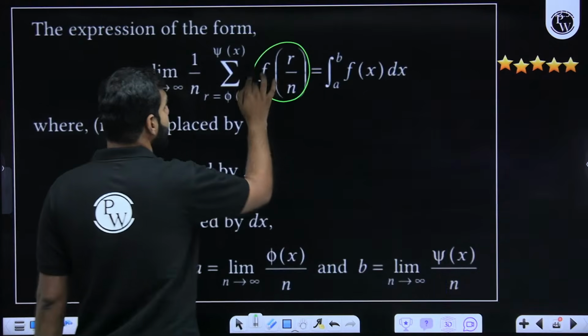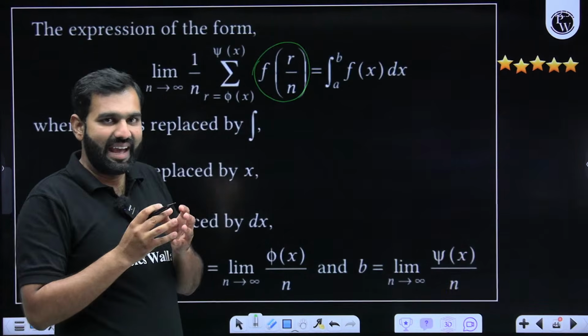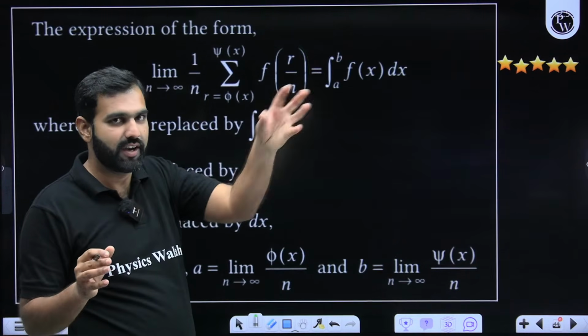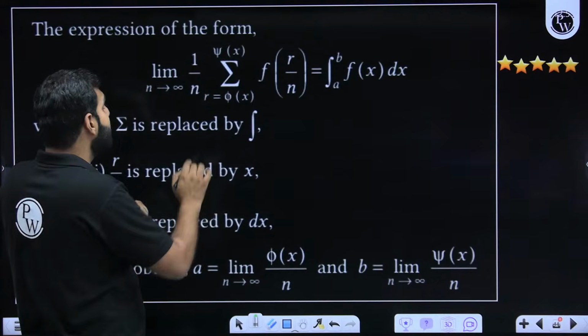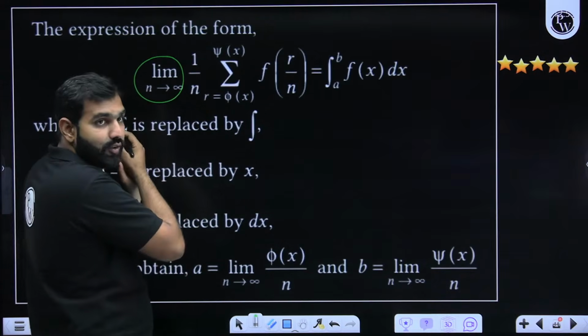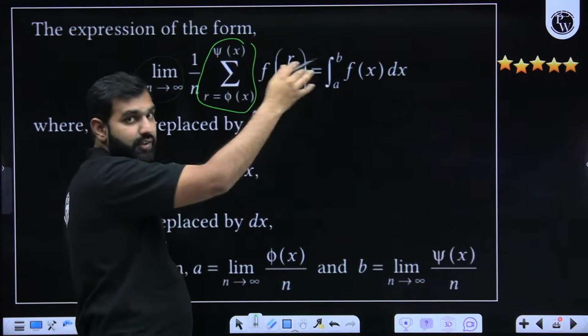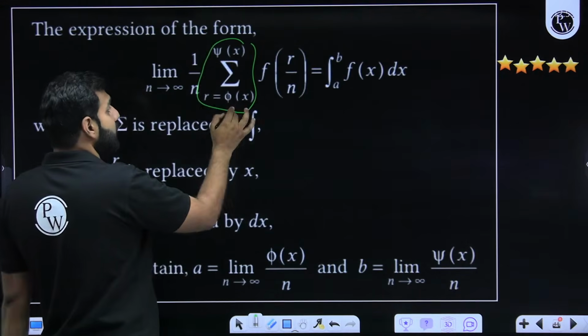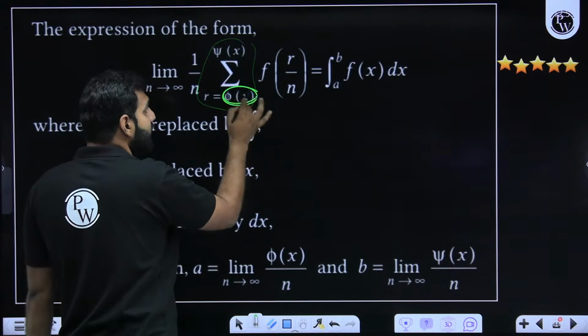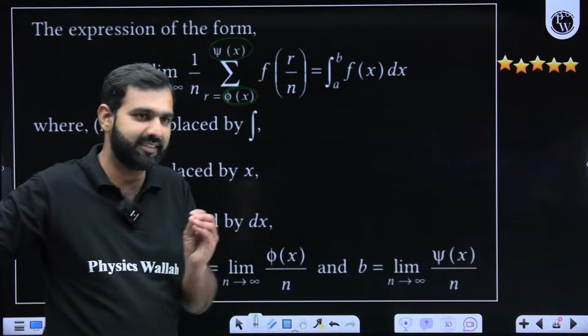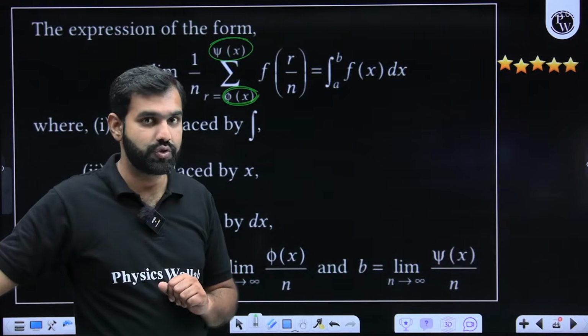First of all, you'll be given an expression in f of r by n. A summation will be there where you can generalize it as a function in r and n, where you will see that n is approaching infinity. So infinite terms in summation will be there. Summation means addition. The r will be starting with the lowest possible value to the largest possible value. I'm denoting them by, let's say, phi x and psi x. I hope there is no confusion on that.